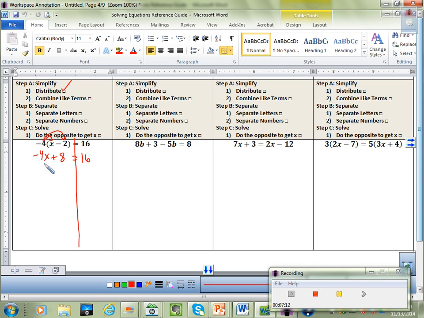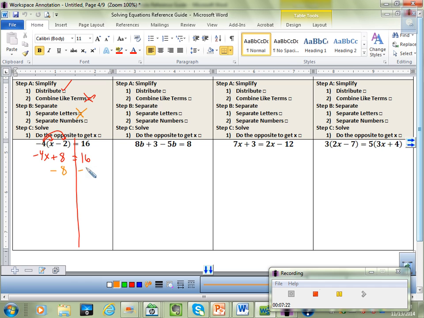Can I combine a variable with a constant? No. So I skip that step. Do I have variables on different sides? What variables on your right? None. So I only have variables on one side. That's done already. Do I have constants on different sides? Yes. Which one do you need to move? What's the opposite of adding 8?